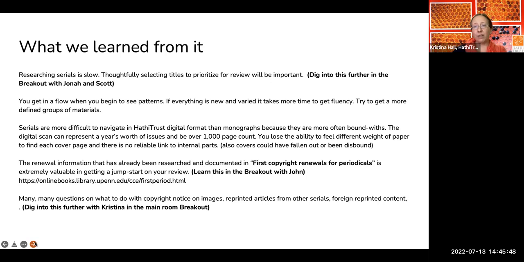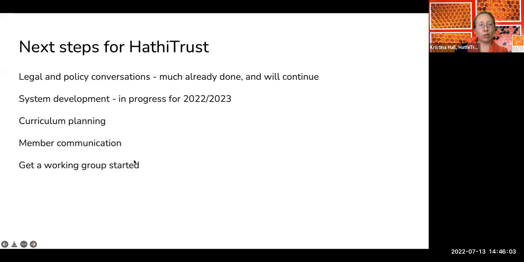If you want to dig into any of these things, I've put what breakout you would go to if you wanted to talk more about them, or even lurk and just listen to other people chatting about them. I think that's the end of my slides. Oh, next steps. We've had a lot of legal and policy conversations already, and we'll continue to have more. We do have system development in progress, and then I'll be doing curriculum planning, communicating with members, and looking for a group of reviewers to start possibly in 2023, and then start slow with a targeted group of serials, US serials. Thank you.